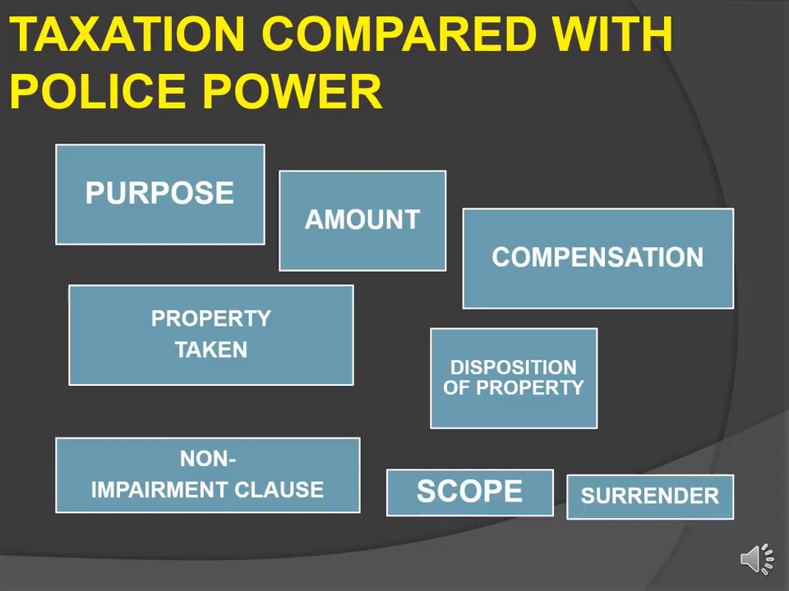With respect to amount, the power of taxation, again, enables the state to collect almost unlimited amounts of money, such that it is even said that the power to tax includes the power to destroy. However, when you talk about police power, the amount collected under police power is limited only to the amount that is used for supervision, inspection, and control, nothing else. And therefore, if the amount exceeds it, there would be an illegal exercise of police power.